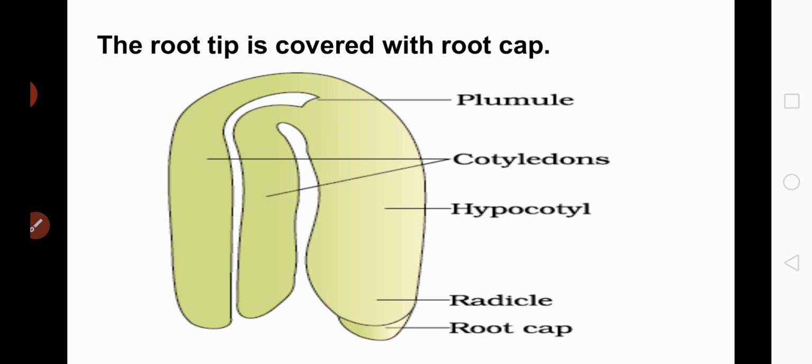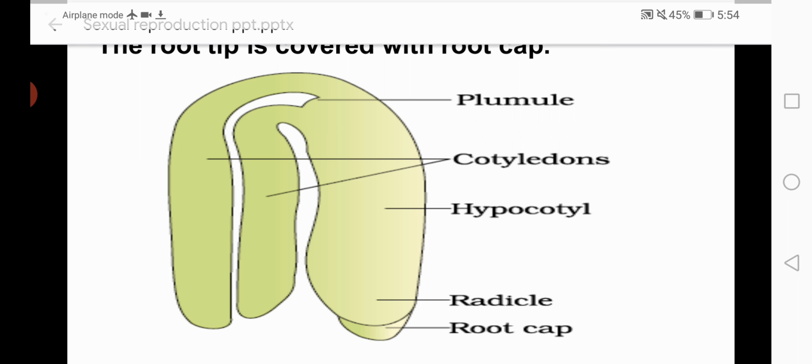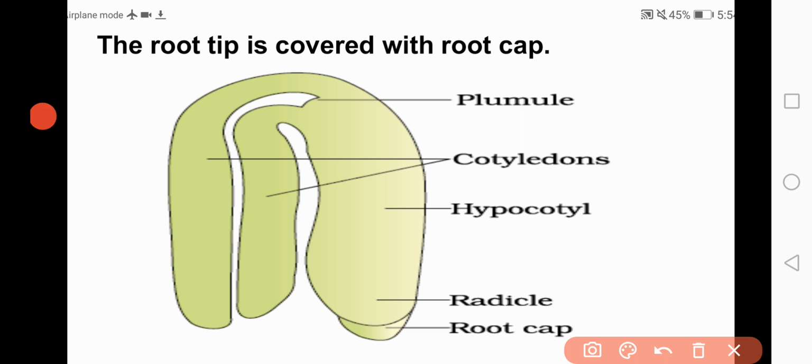Once again, I'll repeat the structure. The dicot embryo mainly has two parts, the embryonal axis and two cotyledons. These two are the main parts of a dicot embryo. So these are the cotyledons, and this portion forms the embryonal axis.